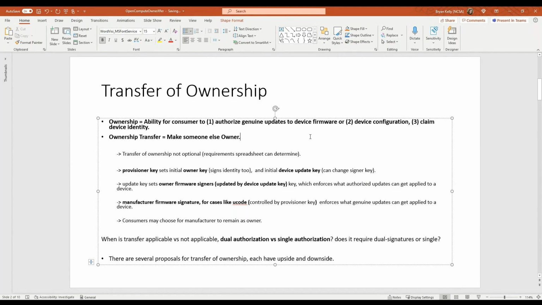So what I tried to modify it to: ability for a consumer to authorize genuine updates to a device. But in our scenario, we have another step before that, right? We're authorizing the entity that then authorizes the updates. The owner, there's one more level. The owner doesn't actually authorize the updates. The owner authorizes who can update. Oh, the owner authorizes who can authorize updates.